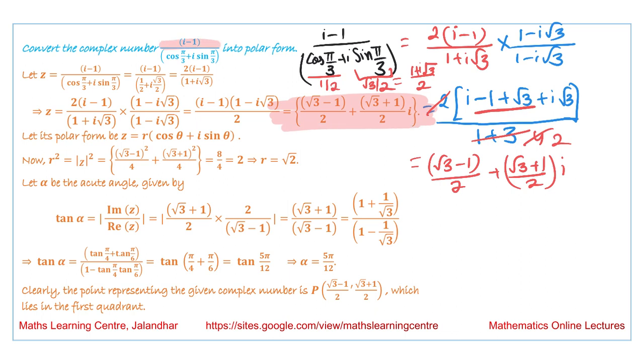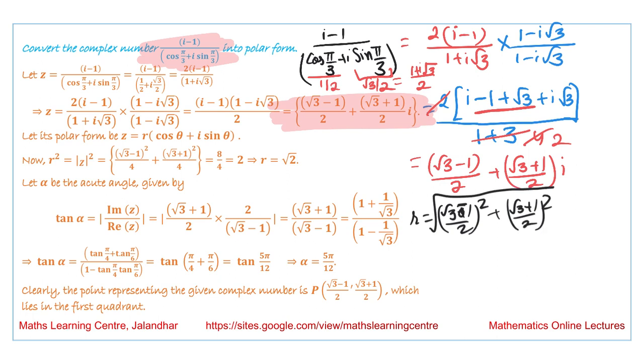This number that is given to us is equivalent to this number. For solving these kinds of questions, we will see another method using the Euler's form, but right now we solve it in this way. The value of r that we will have is equal to the square root of ((root 3 plus 1) by 2) square plus ((root 3 minus 1) by 2) square. On solving this, you will obtain the value of r is equal to square root 2.